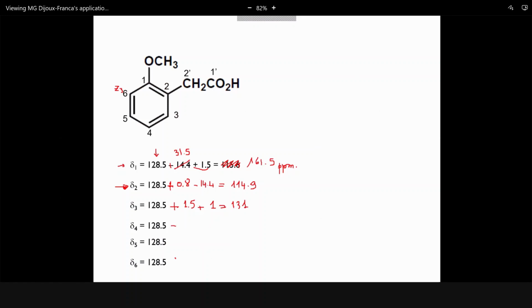So did you understand, or should we do all the carbons? It's okay for all of you? Yes. Yeah? Okay. So with this kind of calculation, remember the exercise we did last time? We worked only on proton, but as you could see, we can do the same for carbon 13.